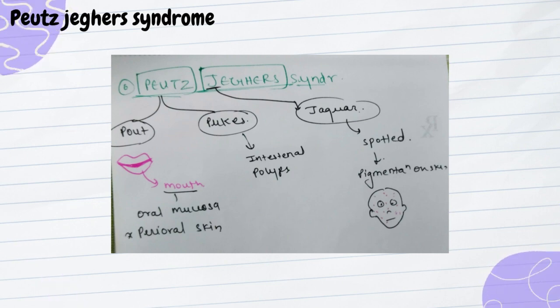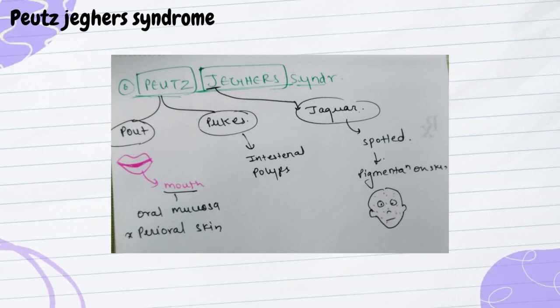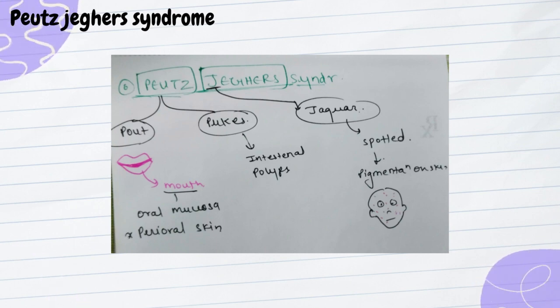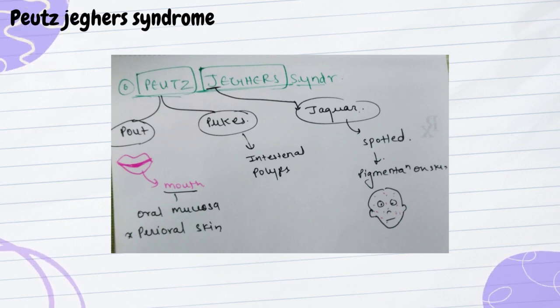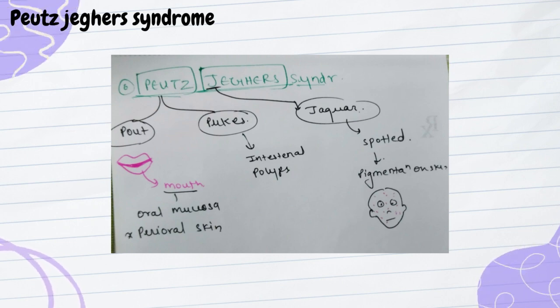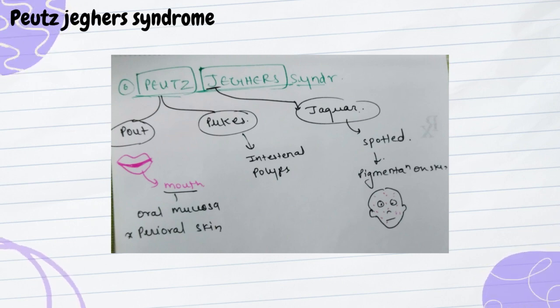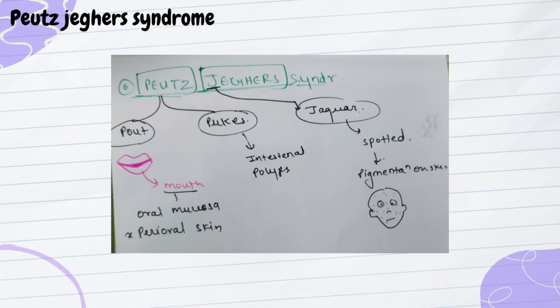Jeghers, J for Jaguar. A jaguar has spots on its skin, so you can remember pigmentation on the skin. So Peutz has P for pout, P for puke, and J for Jaguar. If you remember this two to three times, you'll learn it very well.